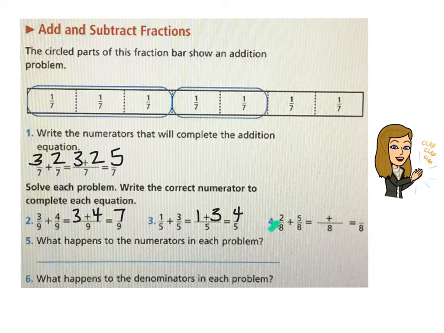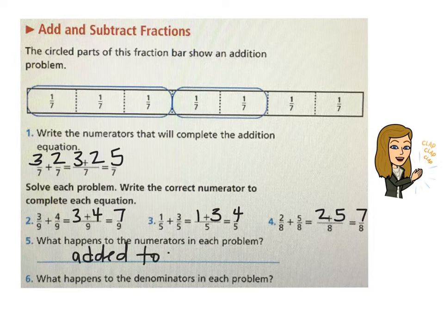Now we have 2/8 plus 5/8. So again, denominator stays the same, still 8 equal pieces. We leave that alone. We just work with the numerators. 2 plus 5. So if I take 2 pieces and then add 5 pieces, we end up with 7/8. So what happens to the numerators in each problem? Well, in each problem, the numerators are added together.